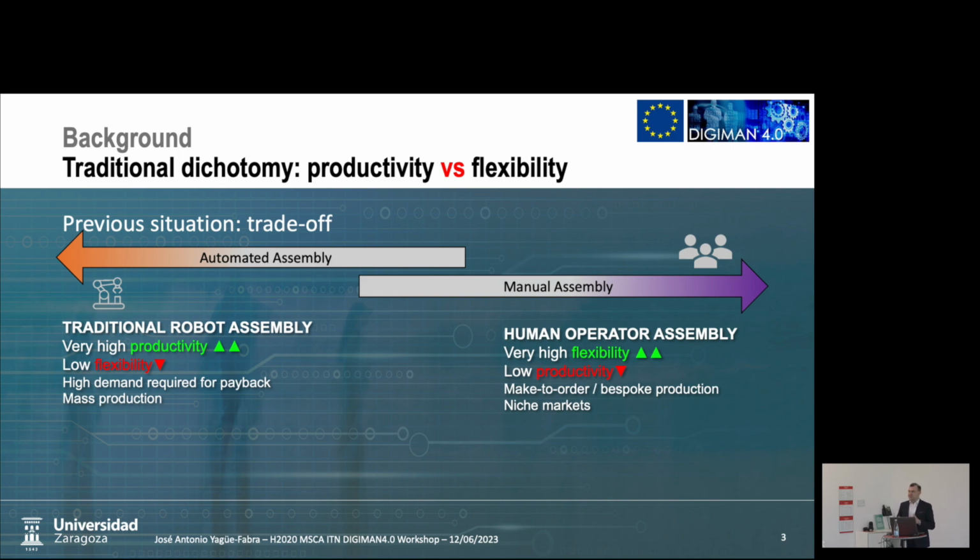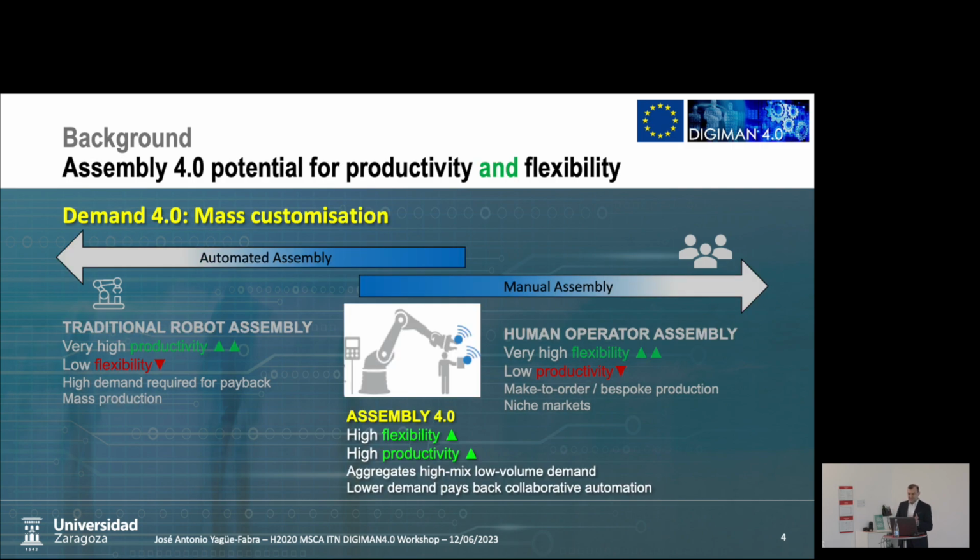We have this traditional dichotomy between productivity and flexibility. So we are very used to this. If we have an automatic assembly, then we'll get very high productivity, but if we need to change something, the flexibility will be really low. But if we move to the other part, the manual assembly, we have just the opposite. So if we can bridge this gap somehow, we can get this. This is what we call assembly 4.0, not only we, but usually it's called like that. With this, we gain flexibility and productivity at the same time.